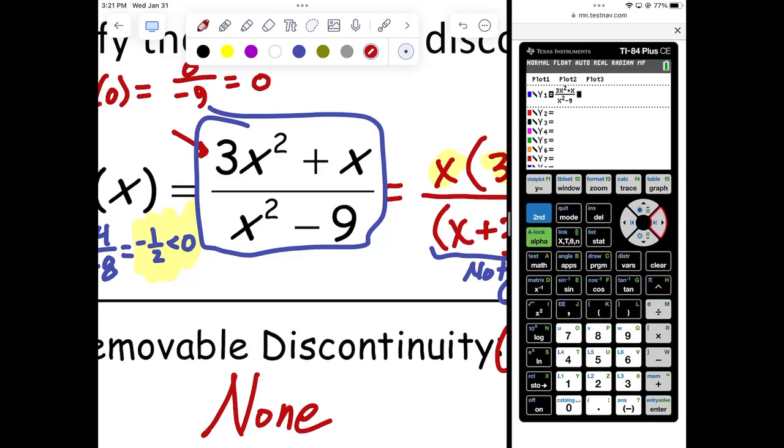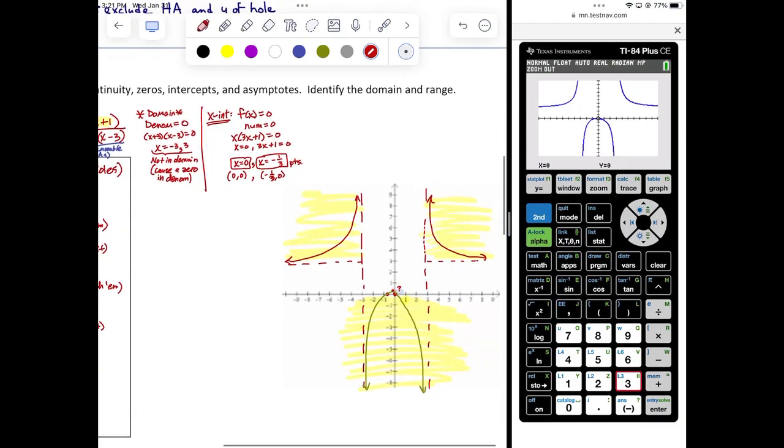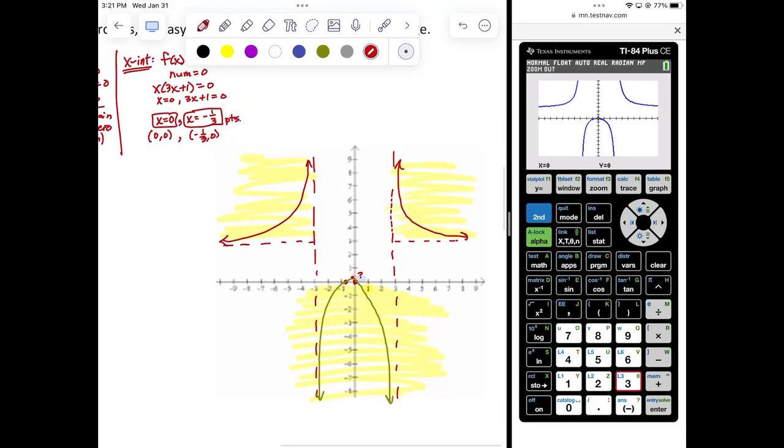How does it look to y'all? Looks good. Now, we don't hit graph. We always hit zoom 6. Zoom 6 is your standard viewing window. Negative 10 to 10 on both axes. Does that look similar to our graph? Yeah. Whose is prettier? Say ours. Yeah, ours. Very good. You got ours.